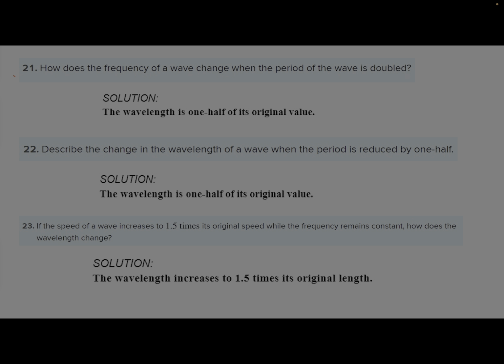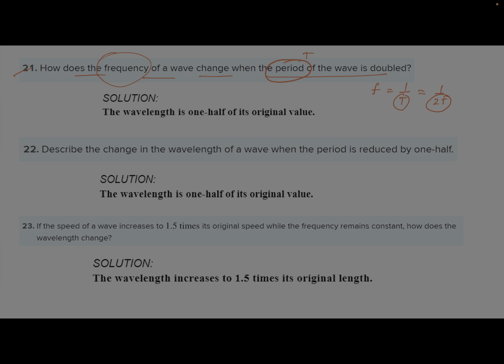Now the next question is, how does the frequency of a wave change when the period of the wave is doubled? Again the question will be like that. They are changing frequency and they are asked how does the frequency of a wave change? They are just doubling the period, correct? So what is the relation? f is equal to 1 over T. So this time period they are making it double. If they are making it double, what does it mean? It will be 1 over 2T.